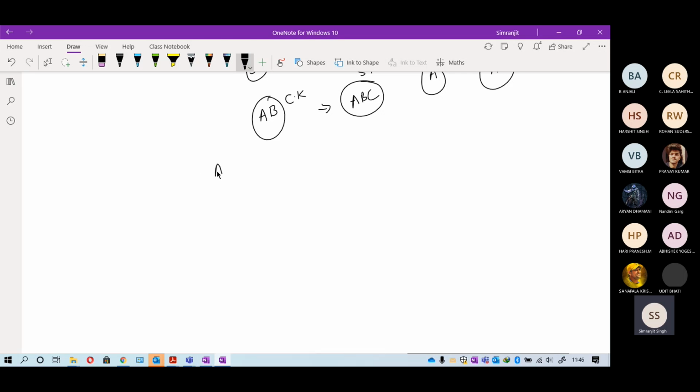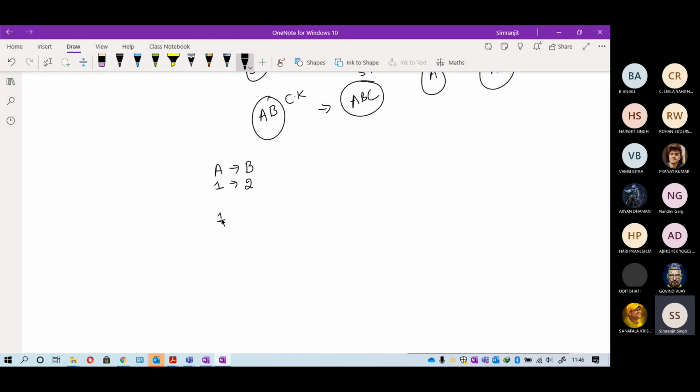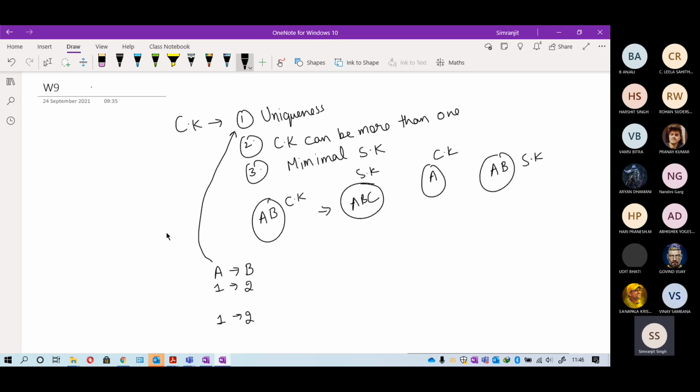Suppose I say that A is functionally dependent upon B. It means that the uniqueness part is already satisfied. Suppose I say that 1 corresponds to 2. It means if in a table 1 comes again, it should correspond to 2. If it corresponds to 3, I cannot say that it is functionally dependent. So the uniqueness constraint is already satisfied in the case of a functional dependency, and there is no worry about that. But how do we find out the candidate key? I'll give you a simple example.